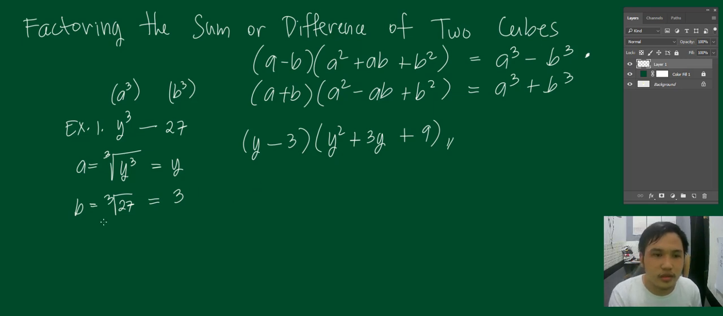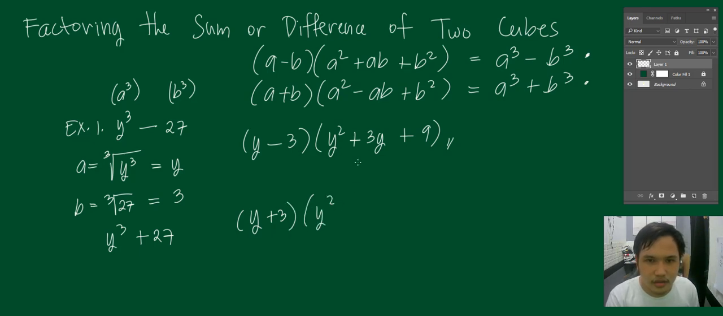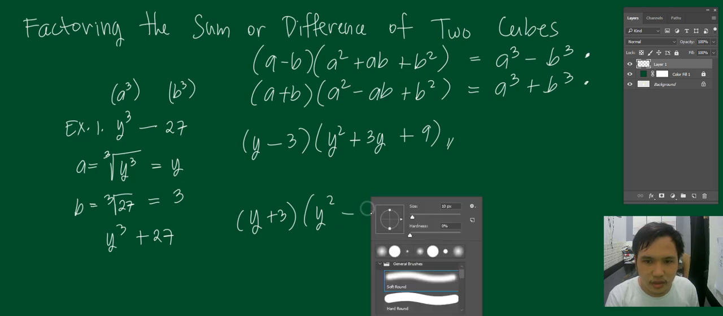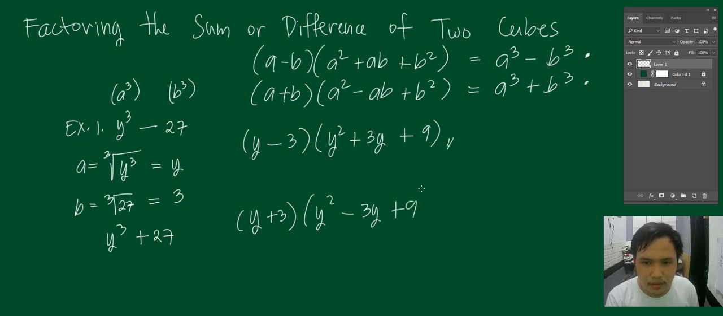Paano naman kung positive ito? So we have, for example, y cube plus 27. So instead na ang susundan natin is yung unang equation na merong a cube minus b cube, ang susundan nating pattern is itong pangalawa. So applying the same values of a and b, kasi same naman lang yung values natin, pero ang susundan natin is itong pangalawa. So we have y plus 3 times y squared minus 3y plus 9. So a squared, parehas lang din sila. So magpapalit lang is yung operation. So ito yung kabaliktad niya in terms of the operation. So ito yung positive, ito yung negative.